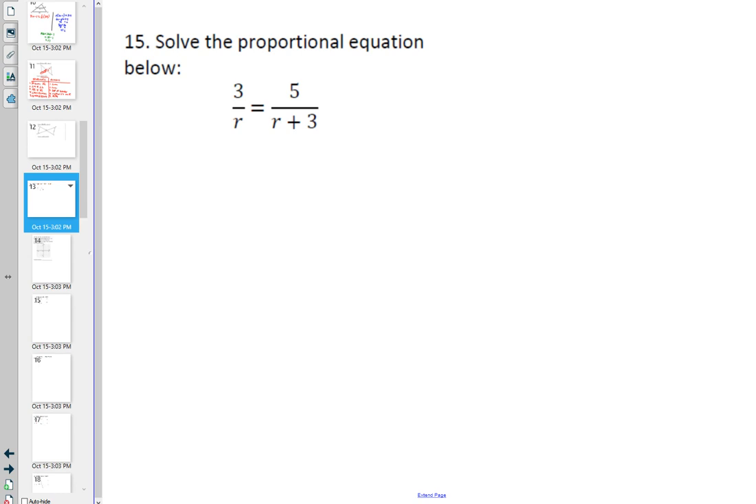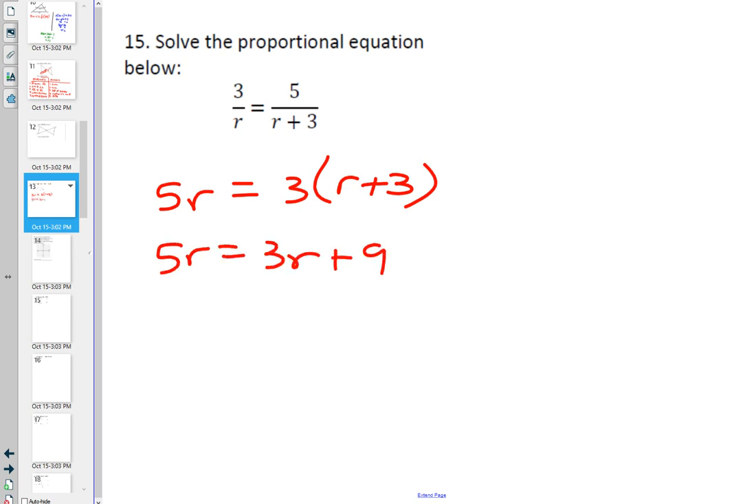How do you solve it? Here, instead of having to write the proportion, they give you the proportion. How do you solve a proportion? Cross multiply. If two fractions are equal, their cross products are equal. So I could say that 5 times r is equal to 3. This is why I'm doing this one also, because when it has two terms, make sure you put it in parentheses. So 5r is equal to 3r plus 9.